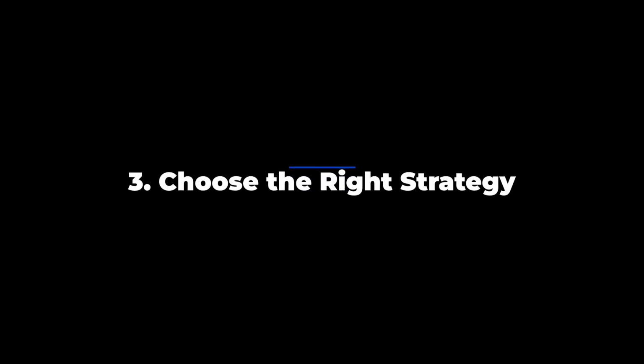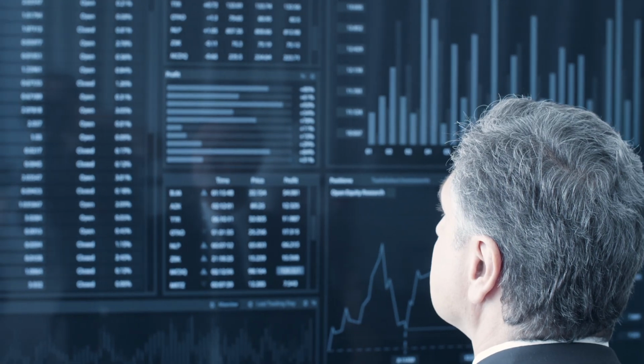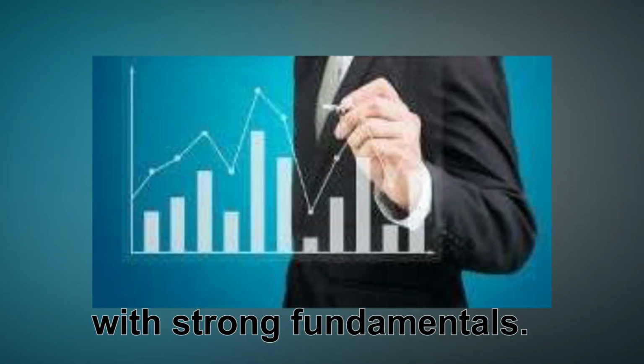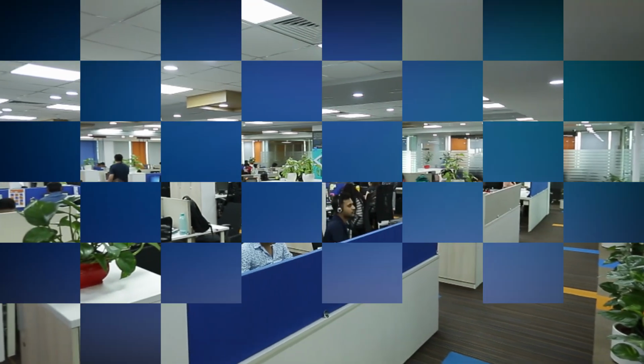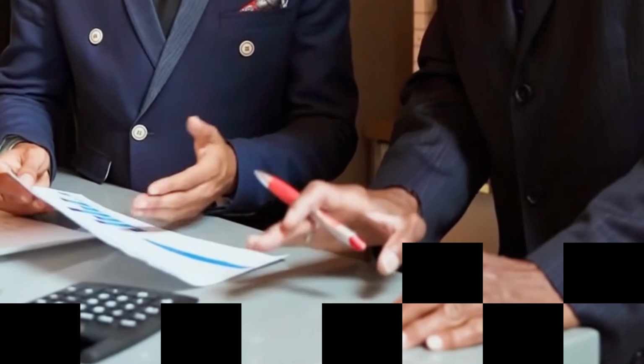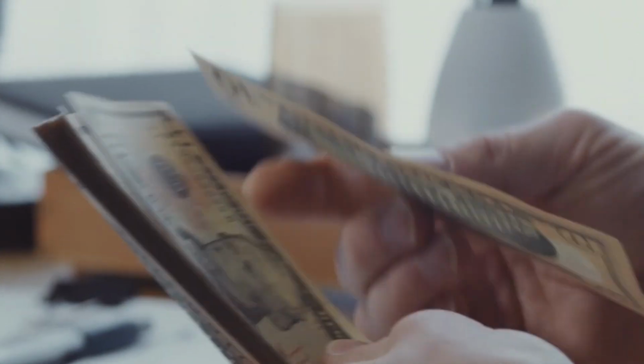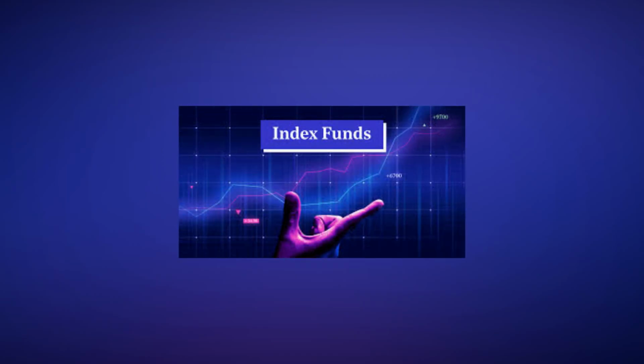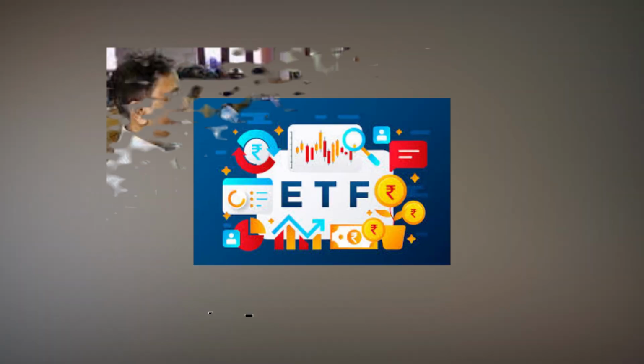3. Choose the right strategy. Value investing. Look for undervalued stocks with strong fundamentals. Growth investing. Focus on companies with high growth potential. Dividend investing. Invest in companies that pay regular dividends for steady income. Index investing. Invest in index funds or ETFs for broad market exposure.